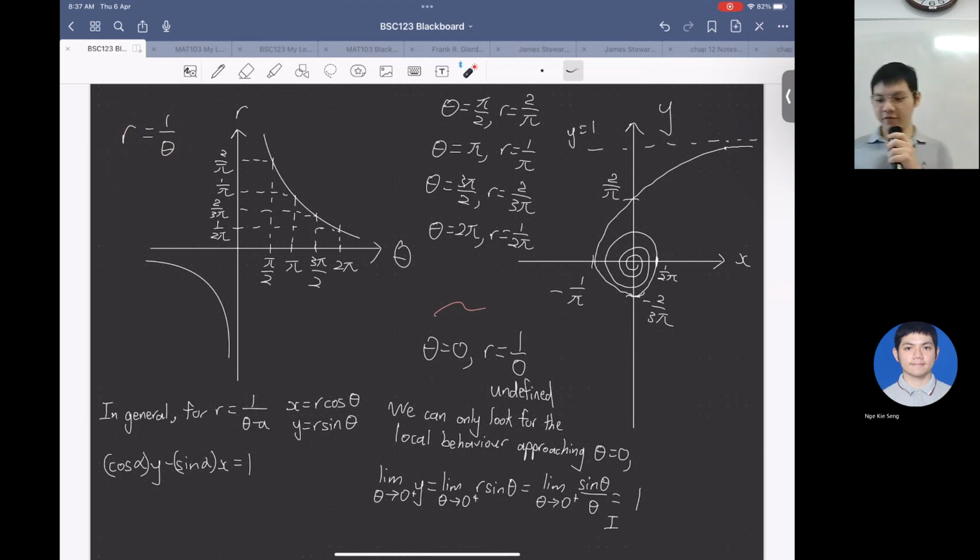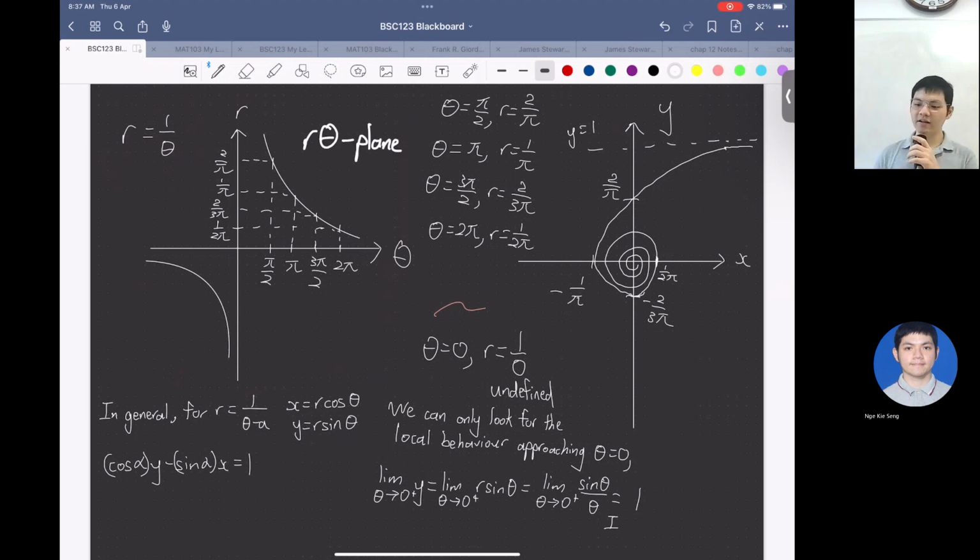r equals 1 over theta is quite familiar to us if we see it as y equals 1 over x. On the r-theta plane, it is this graph here. So how do we translate it into the xy plane? This is kind of tricky. What do I mean by tricky? Because at theta equals 0, this thing will shoot to infinity. So how should we do it?